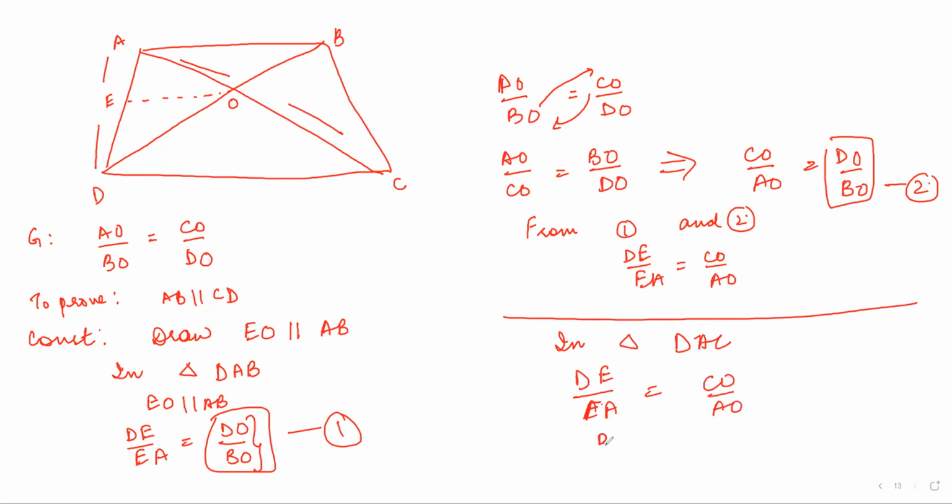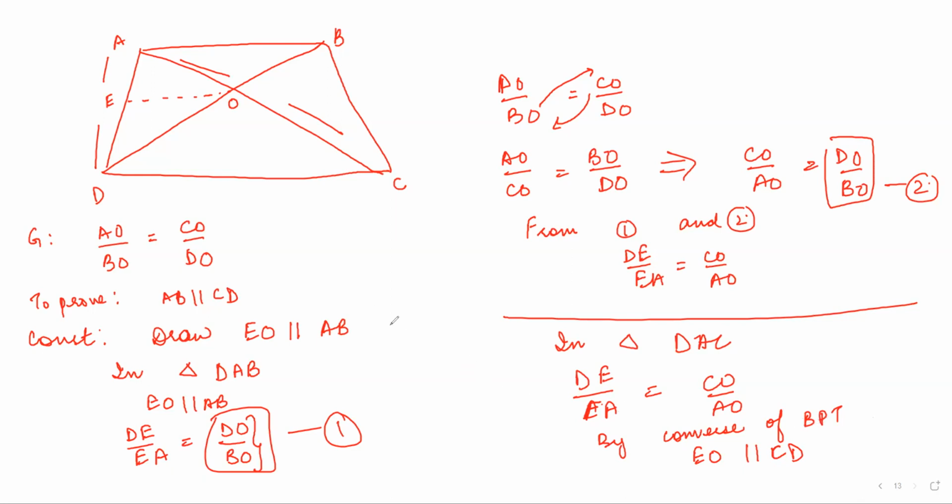So what does it imply? That means by converse of BPT, the sides are in proportion. So by converse of BPT, my line EO is parallel to CD. So that's what I was trying to find out.